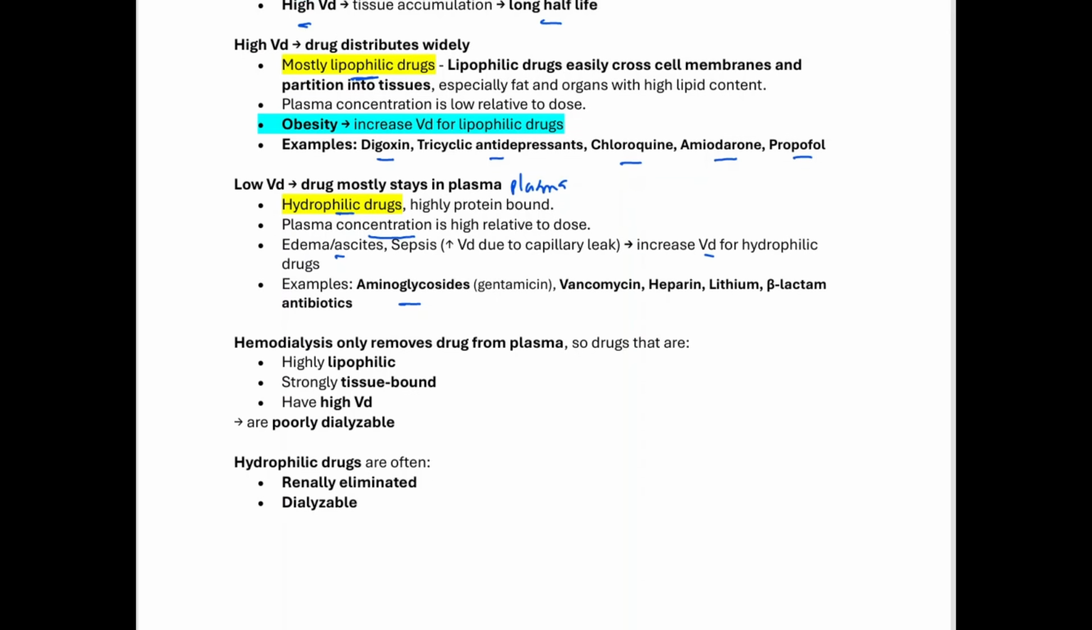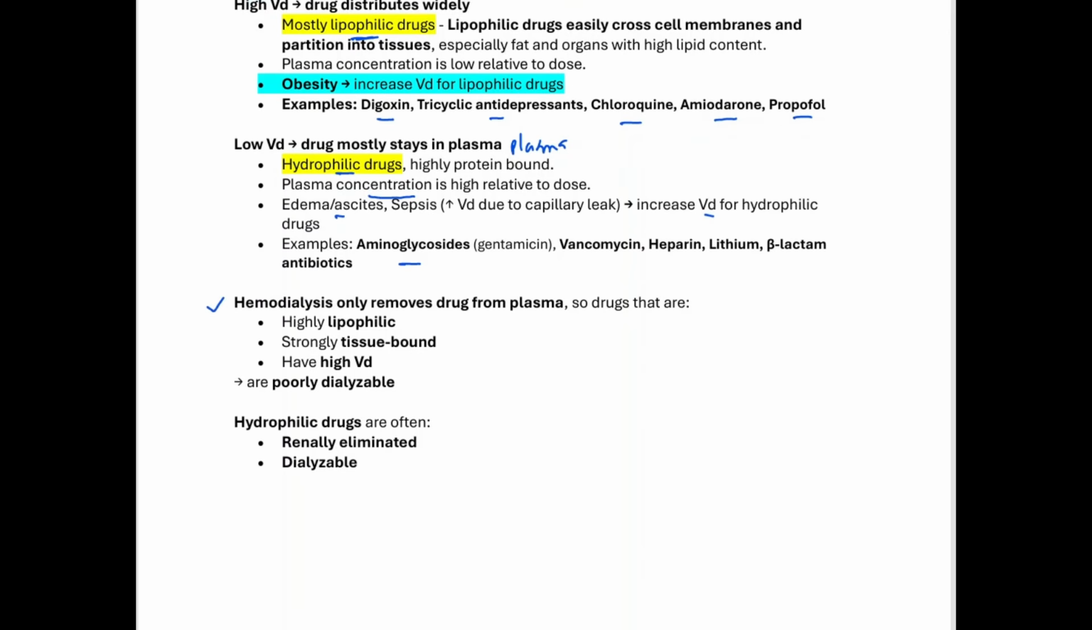And as you can see there, with hemodialysis, this will only remove drug from the plasma, which makes sense because hemodialysis is a form of machine that we use to remove toxin out of the blood. So the hemodialysis is going to be filtering the blood. That means medication that has a low volume of distribution, limited to the plasma, are the medications that will be very easy for the dialysis to remove from those patients.